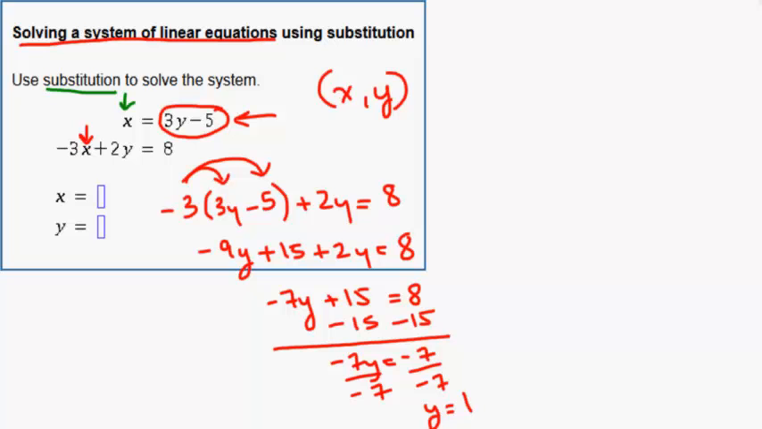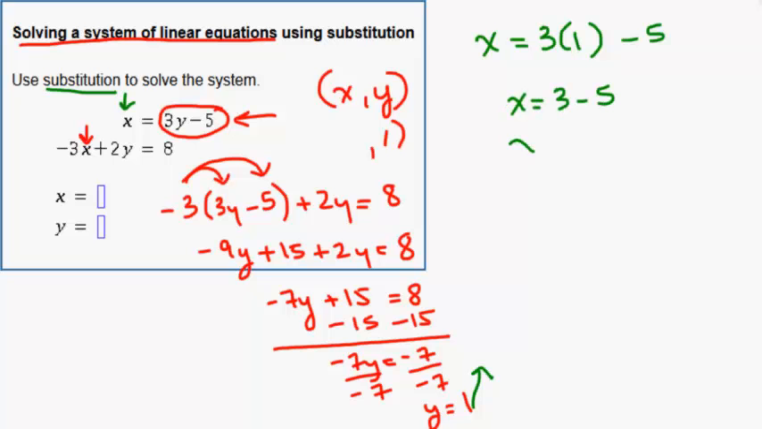So we know that y is 1, so now we have to solve for x. You can substitute this into either equation, because remember, you're looking for an ordered pair that works in both equations. So I'm going to go back in here, and since we're solving for x, I'm going to substitute what I found for y. That gives me x equals 3 minus 5, or x is -2. So the ordered pair (-2, 1) is the solution to this system of linear equations.